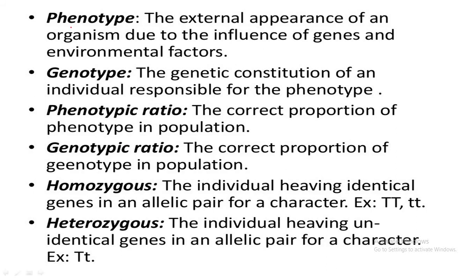This is about phenotype, genotype, which we have already studied. Phenotypic ratio is the proportion of phenotypes in a population. Genotypic ratio is the proportion of genotypes in a population. Homozygous, the word homo means same. So the individuals having identical genes in an allelic pair for a character. Example, capital T capital T, small t small t. Heterozygous, the individuals having non-identical genes in an allelic pair for a character. Example, capital T, small t.